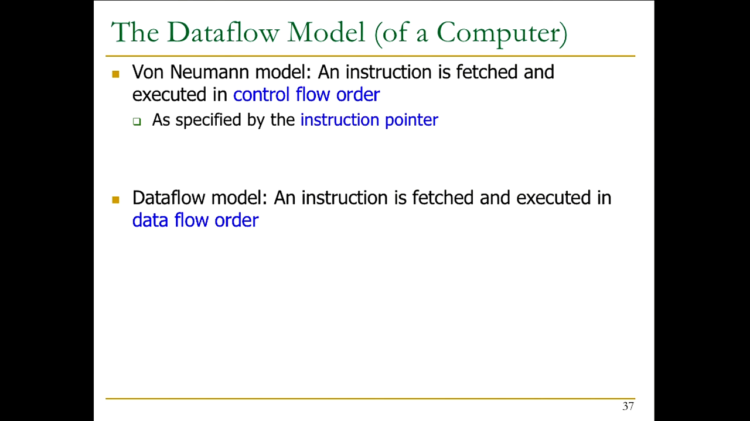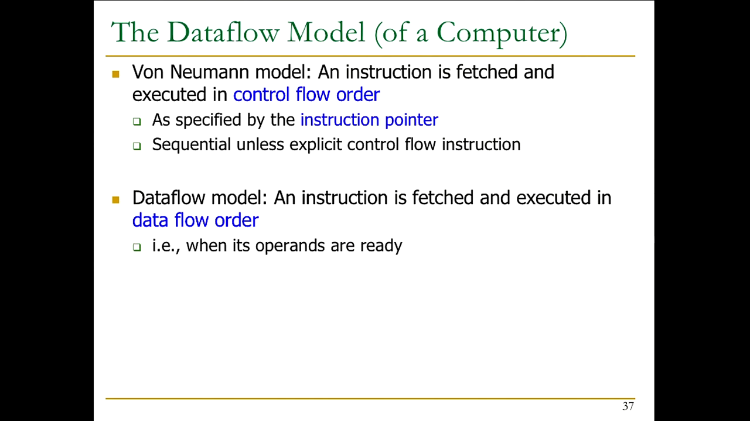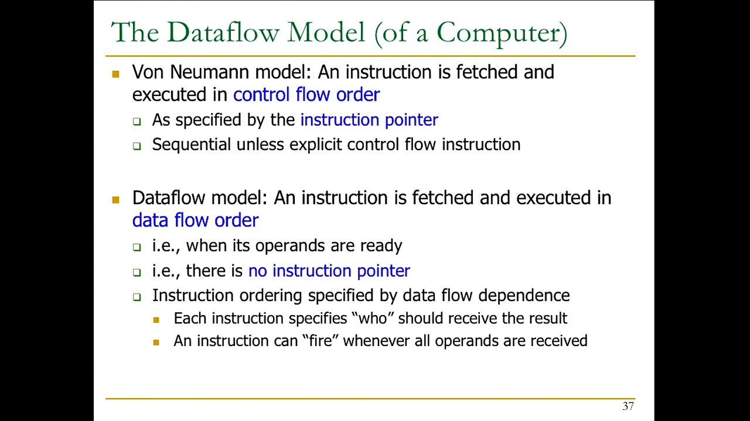In the von Neumann model, you have an instruction pointer that says we're at this instruction and we're going to execute this instruction next. Your control flow is sequential unless there's an explicit control flow instruction. In the data flow model, an instruction gets fetched and executed when its data operands are ready. There is no instruction pointer. I mean, you need to know the address of the instruction, but there's no need to point to the next instruction that you're executing, because instructions execute when their data values are ready. So instruction ordering is really specified by the readiness of the data, or the data flow dependence, in other words.